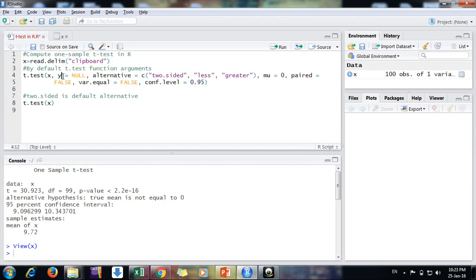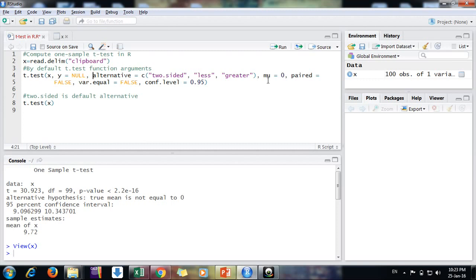Suppose you want to do a one-sample test. Then you have only one sample, that is x, and y is equal to NULL. By default it is so, and all the values we see here, NULL, FALSE, these are the default arguments set by R. If you don't specify anything here, they will take these values by default.